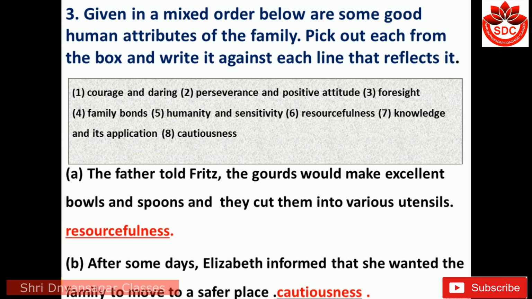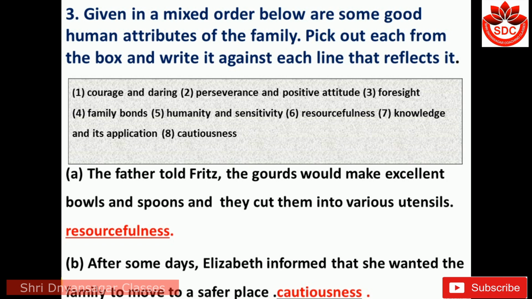Question 3. Given in a mixed order below are some good human attributes of the family. Pick out each from the box and write against each line that reflects it. Courage and daring, perseverance and positive attitude, foresight, family bonds, humanity and sensitivity, resourcefulness, knowledge and its application, cautiousness, etc.